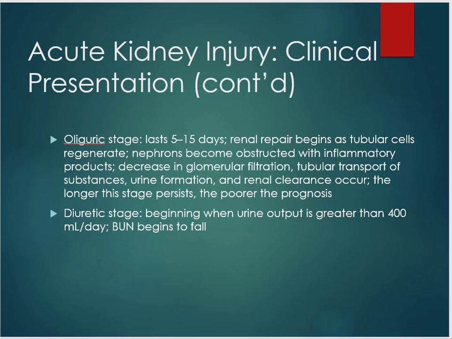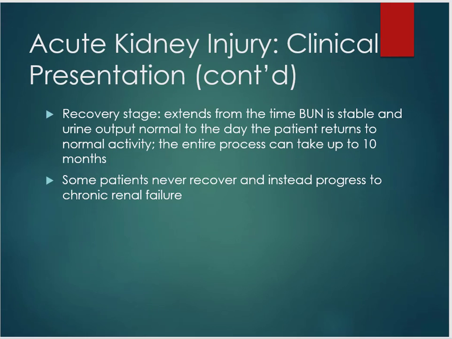During the diuretic stage, it's when the urinary output is greater than 400 milliliters per day and BUN begins to fall. The recovery stage extends from the time the BUN is stable and urinary output becomes more normal to the day the patient returns to normal activity, and this can take up to 10 months. Some patients never recover and progress to chronic renal failure.